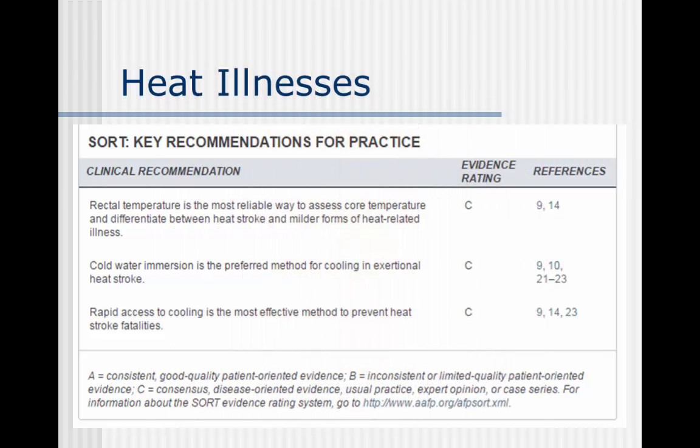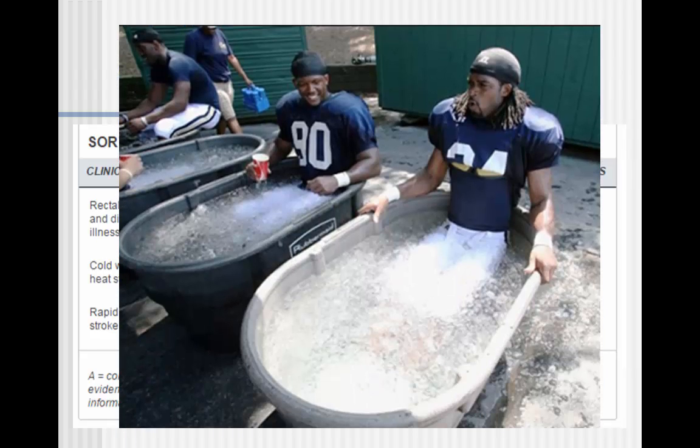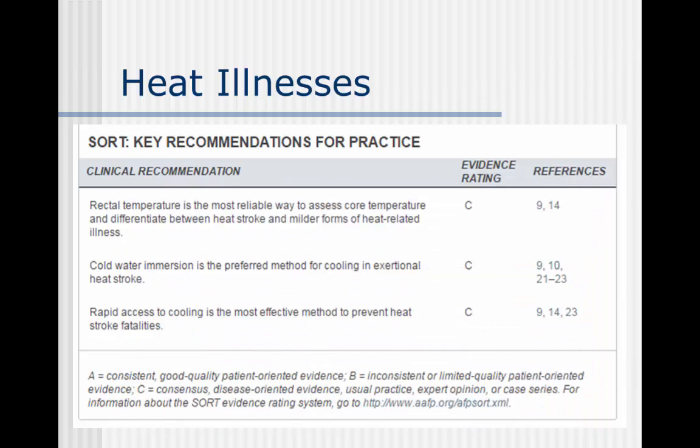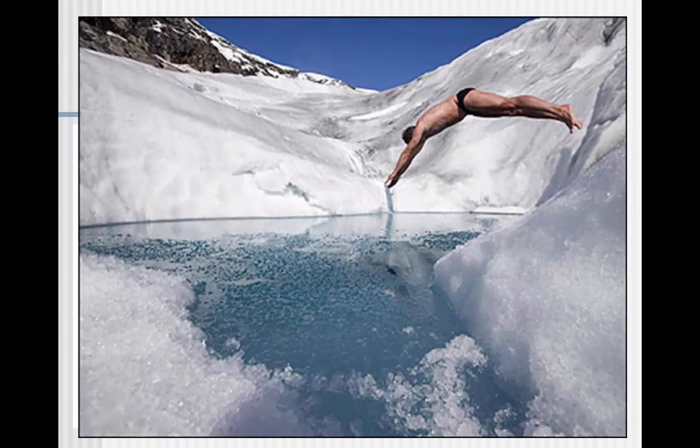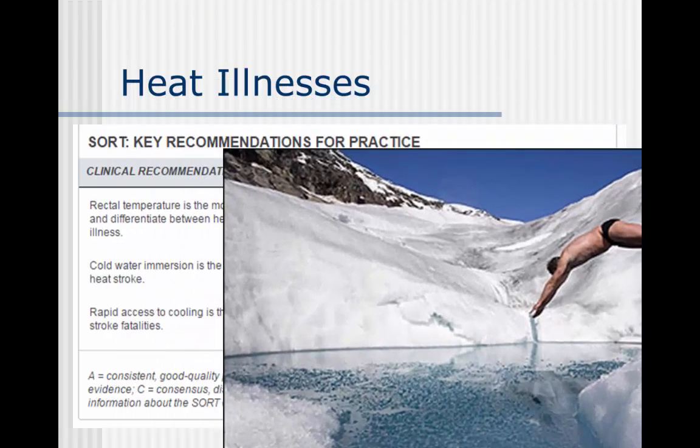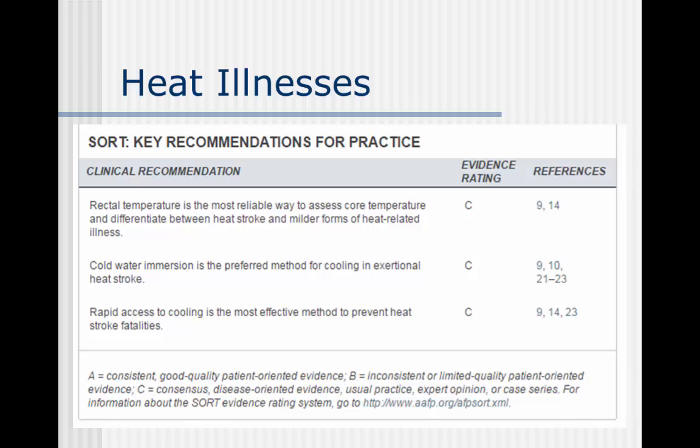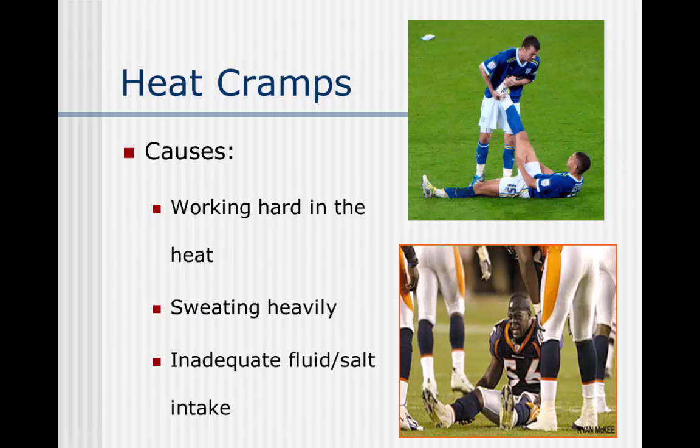Cold water immersion is the preferred method for cooling an exertional heat stroke. Rapid access to cooling is the most effective method to prevent heat stroke fatalities. It is important to note that the level of evidence for all three of these practices is only a level C on the SORT scale, which means that this evidence is coming from a group consensus or an expert opinion rather than clinical trials.